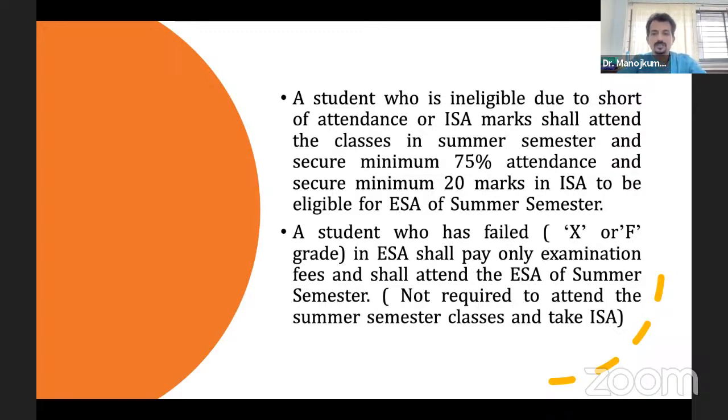If a student has both, for example, I have 2 X grades and 2 NE. For NE, I will attend class. For X grade subjects, I will not attend class. It's as simple as it is. I guess that's it. If you have any questions regarding summer semester, you can ask.